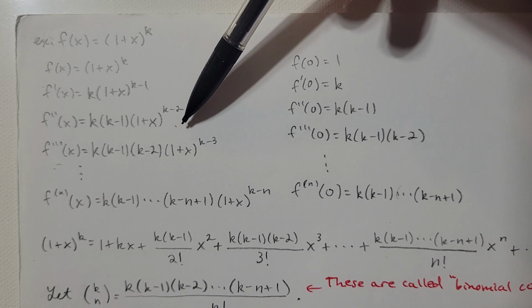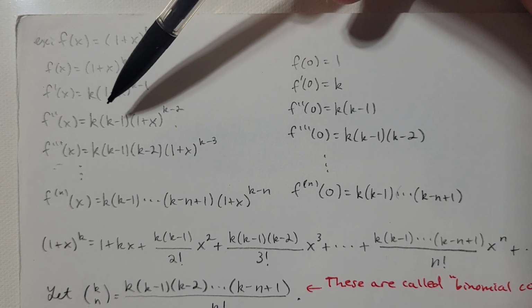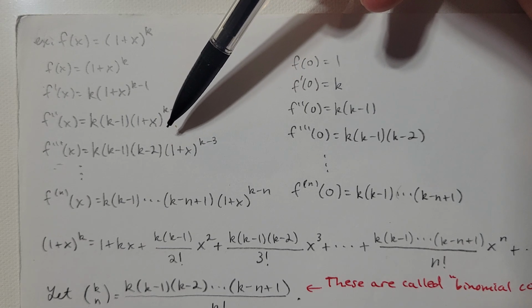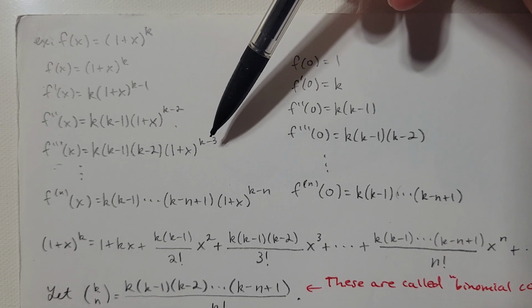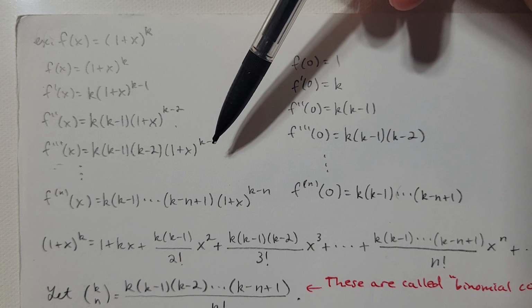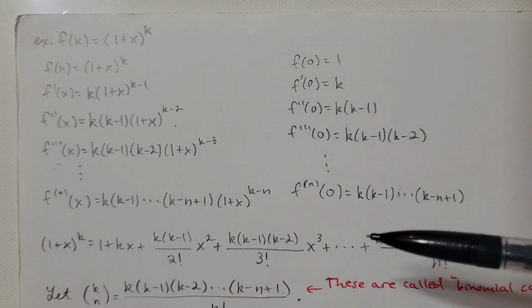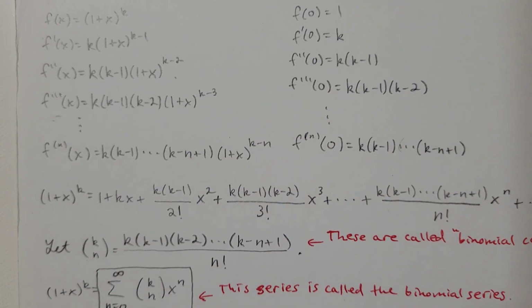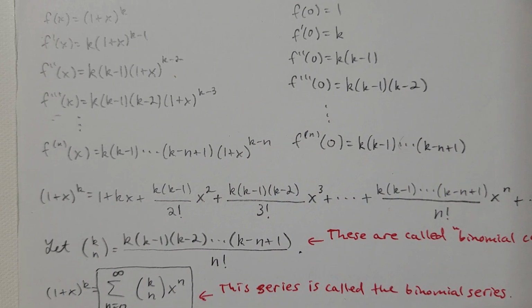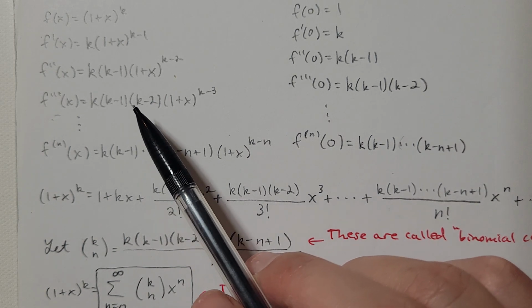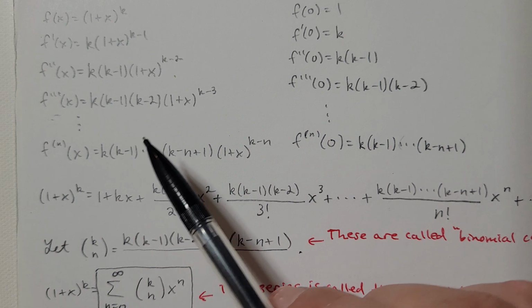Okay, the third derivative would be k times k minus 1 times k minus 2 times 1 plus x to the k minus 3 power times the derivative of 1 plus x, which is 1, right? And that's etc. So that trend is going to continue there. Now, if I find the nth derivative, I'm going to start off with k times k minus 1 times k minus 2 times k minus 3, etc., right?